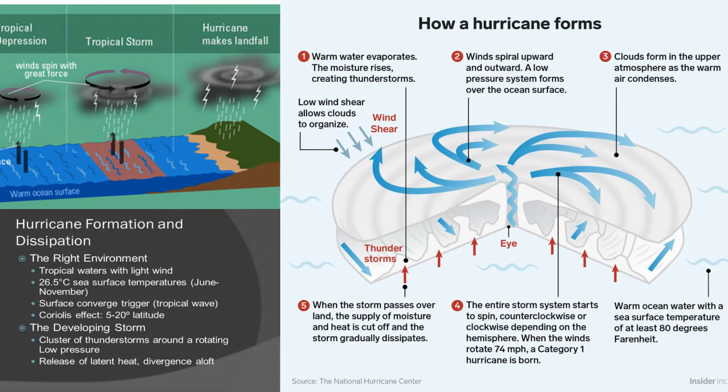The tropical disturbance becomes a tropical depression when the wind increases to between 20 to 34 knots, 23 to 39 miles per hour, and several closed isobars appear about its center on a surface weather map. When the isobars are packed together and the winds are between 35 to 63 knots, the tropical depression becomes a tropical storm.